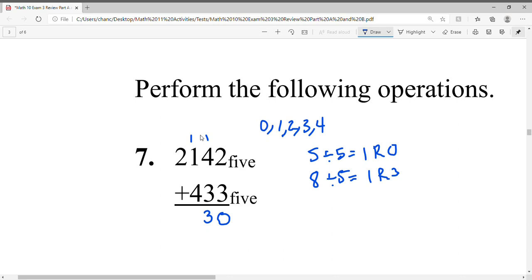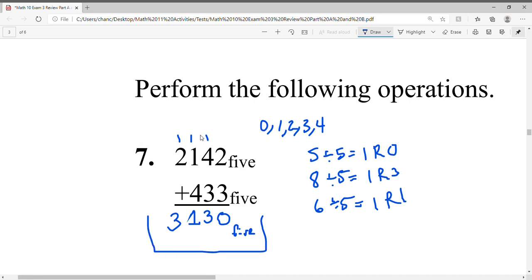1 plus 4 is 6. 6 does not exist, we'll convert that to base 5. 1 remainder 1. Put a 1 here, and then we'll carry that 1 over. 1 plus 2 is 3. And don't forget your base here. This is base 5. Our solution is 3, 1, 3, 0, base 5.